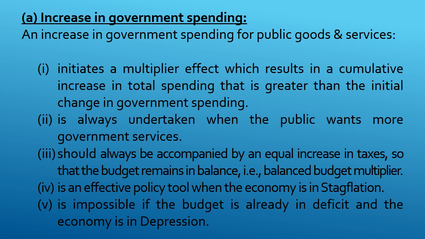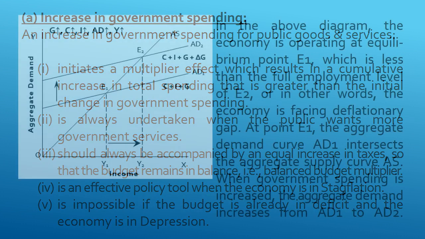A. Increasing government spending. An increase in government spending for public goods and services: 1. Initiates a multiplier effect which results in a cumulative increase in total spending that is greater than the initial change in government spending. 2. Is always undertaken when the public wants more government services. 3. Should always be accompanied by an equal increase in taxes, so that the budget remains in balance, that is, balanced budget multiplier. 4. Is an effective policy tool when the economy is in stagflation. 5. Is impossible if the budget is already in deficit and the economy is in depression.